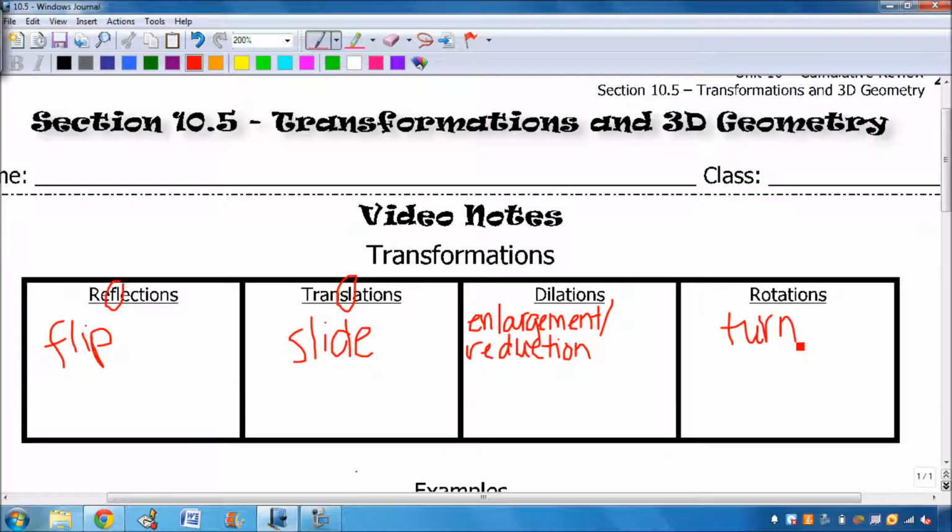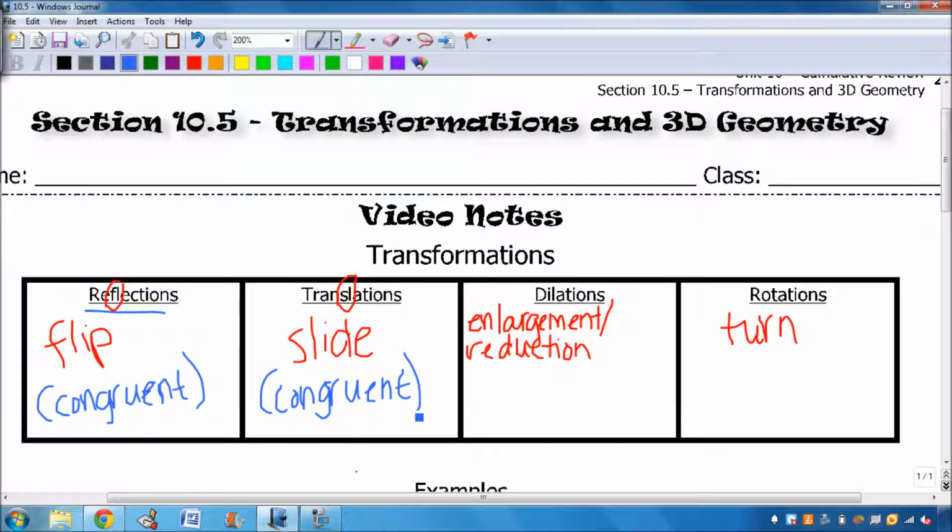But here's something that's really important that you need to remember. If you take a figure and you do a reflection to it, you flip it, the size doesn't change. So we're going to say that the figures are going to be congruent to each other. Remember, congruent means the same shape and the same size. If you do a translation, if you slide something somewhere else, remember the size also does not change. So they're still congruent.